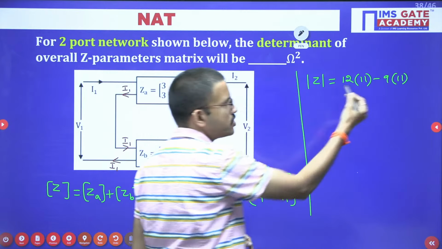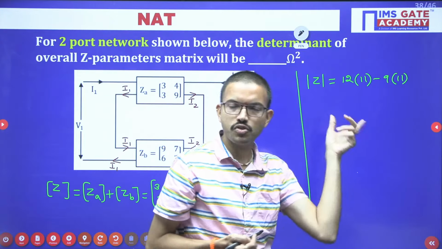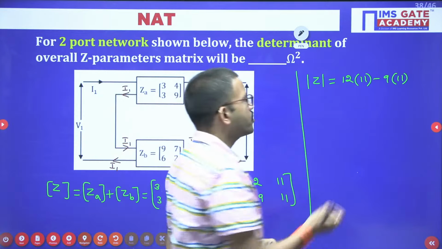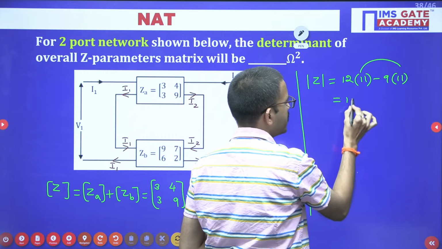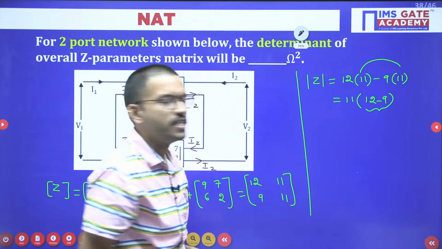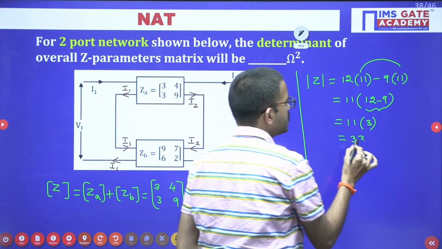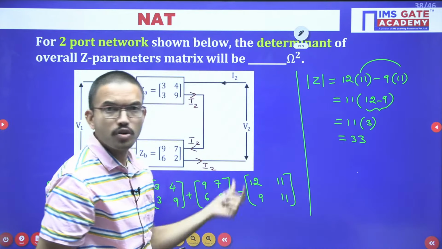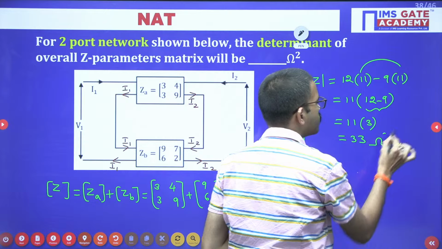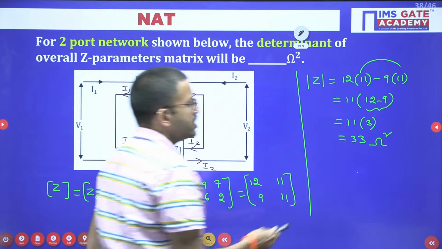You can do the simplification directly, but that unnecessarily increases the calculation. If you observe these two terms, you can take 11 as common. So you get 12 minus 9, which is 3, and 11 into 3 is 33. Since you are multiplying ohm into ohm, that is ohm square. That is the reason the units are ohm square. So the final answer for this question is 33.